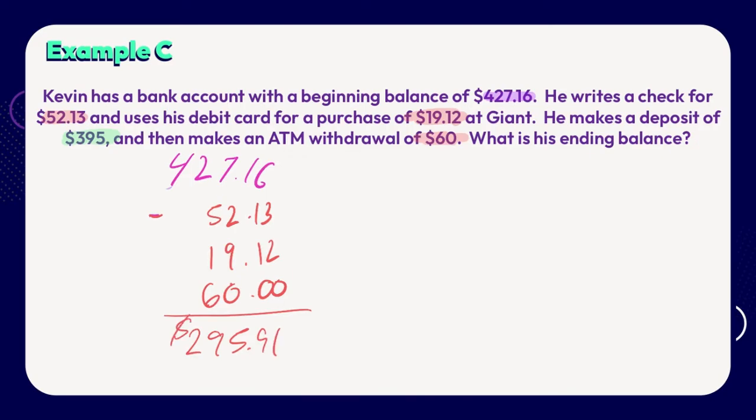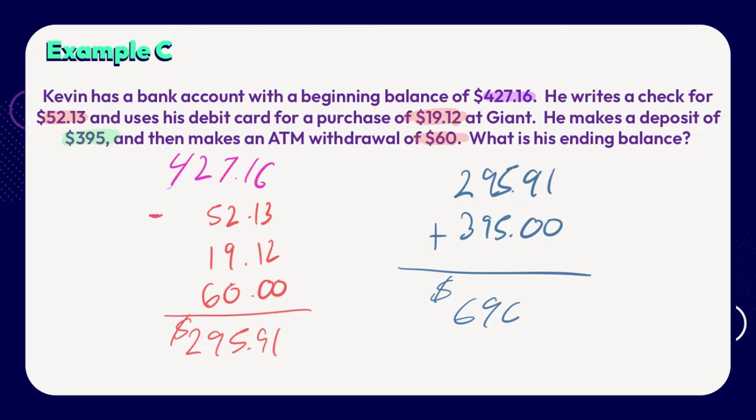$295.91. But he added a deposit of $395. So I'm going to take my $295.91. I'm going to add the $395 that he added to his account. And when I do that, I end up with a total balance of $690.91. And again, I put a dollar sign here because this is a word problem, so I need a word answer. Now let's go take a look at example D.